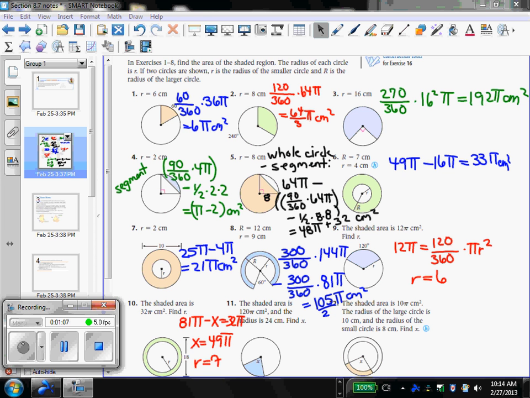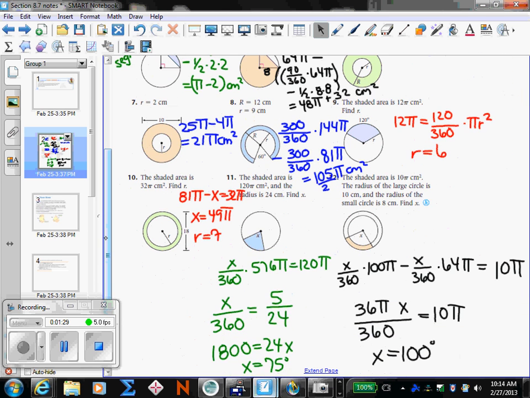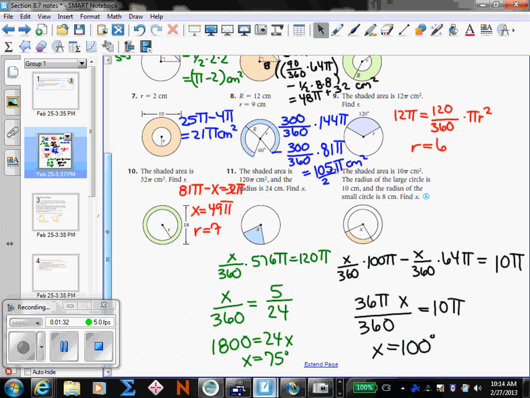6 is your annulus. 7 is an annulus. 8 is part of an annulus, so that one was kind of tricky. Number 9, you were given the area and you had to solve for the radius. So write your equation, then solve for r. And then here are the solutions for 10, 11, and 12. So 10 is an annulus, but again, you were given the area, you had to solve for r. And then 11 and 12. If you still have questions over this work, then you may ask me in class.